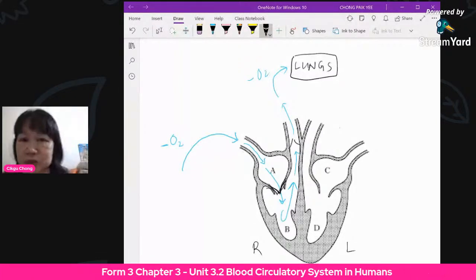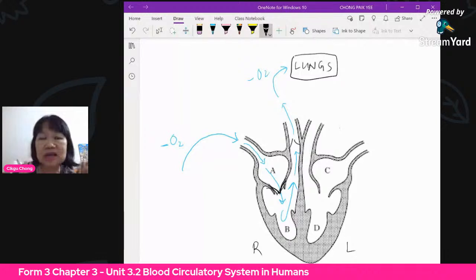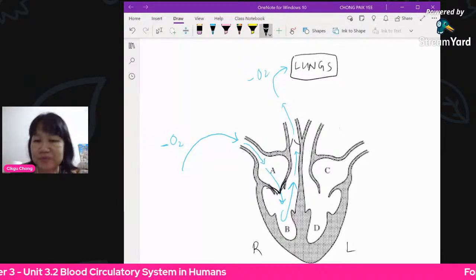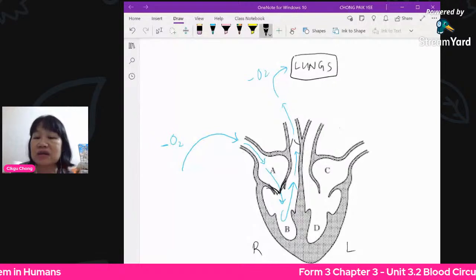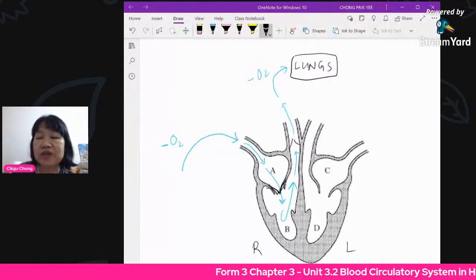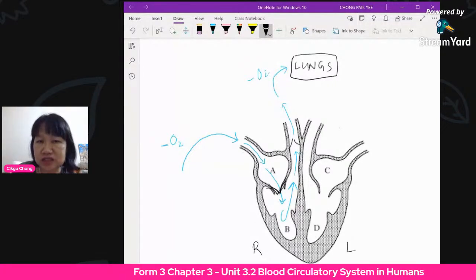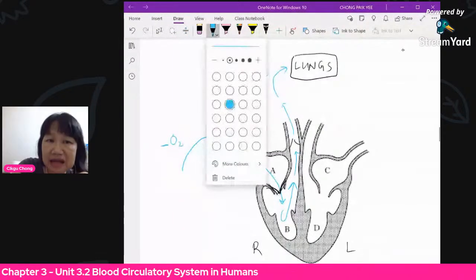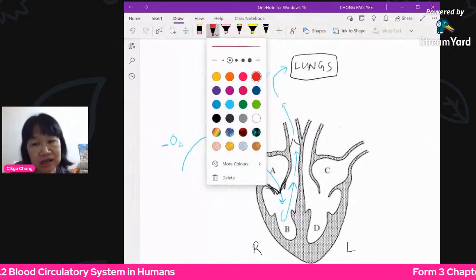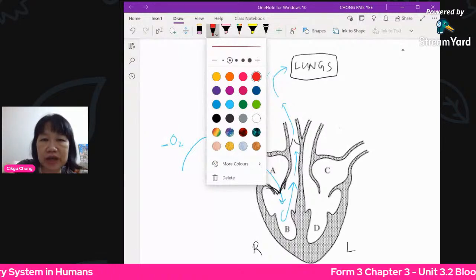Now, what color should we put this blood? We cannot put back blue, right? Because now it has already picked up oxygen. So once it comes out of the lungs, we cannot use the same color. We must put red. Yes.